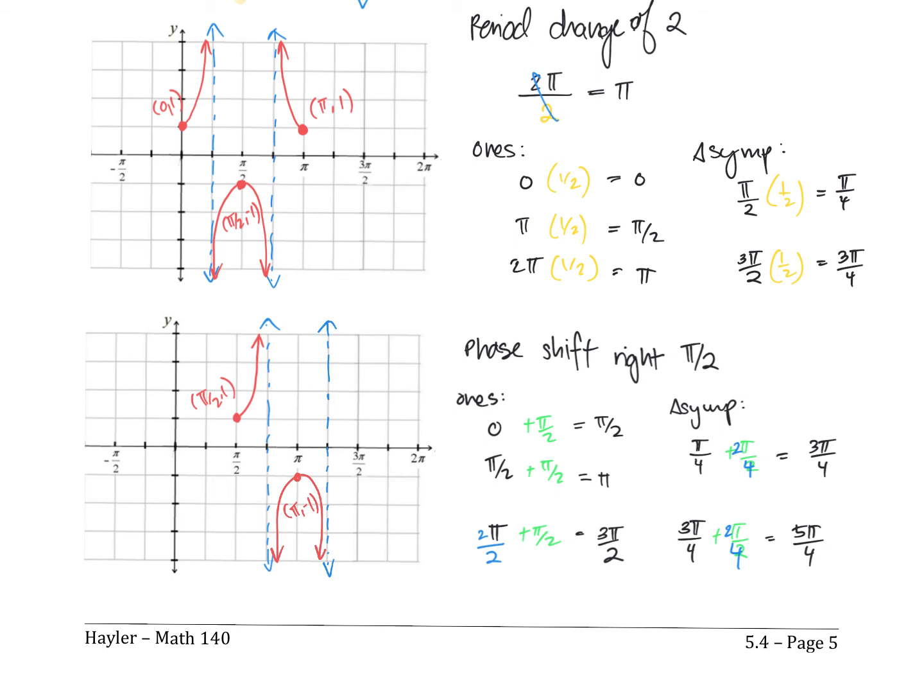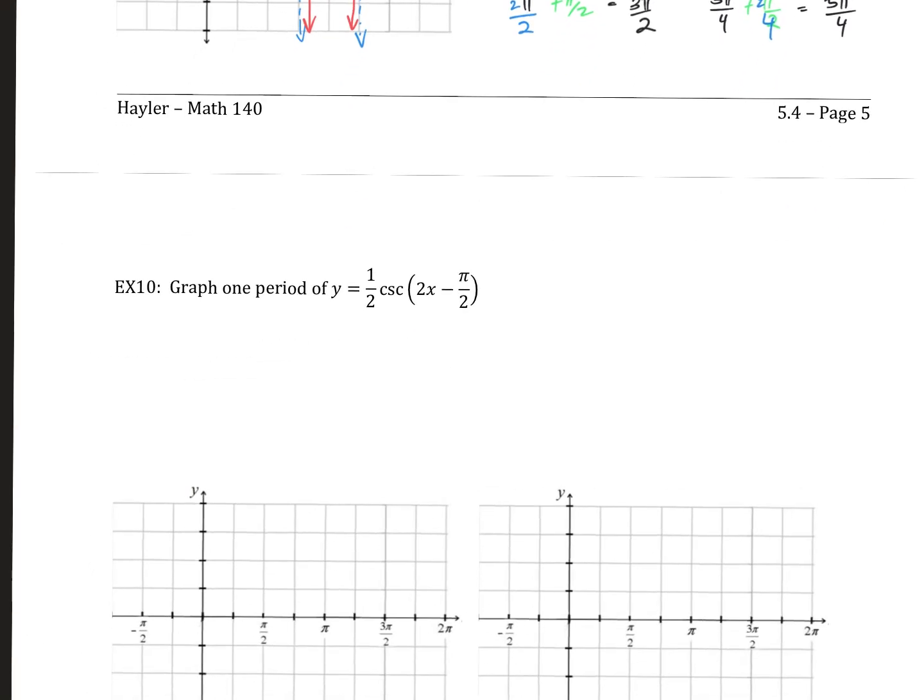And then lastly, we have our 3 pi over 2, positive 1. And there we go. We finished our graph. Alright, not too bad. Well, hopefully it's not too bad.